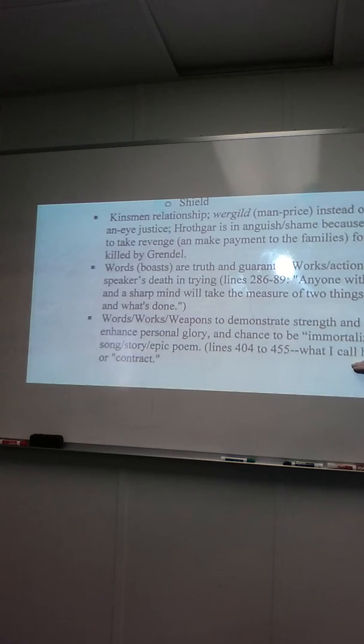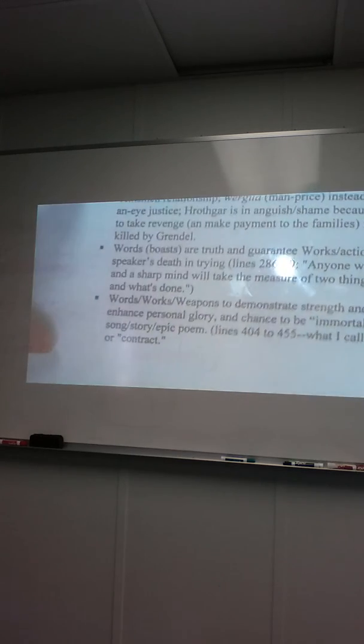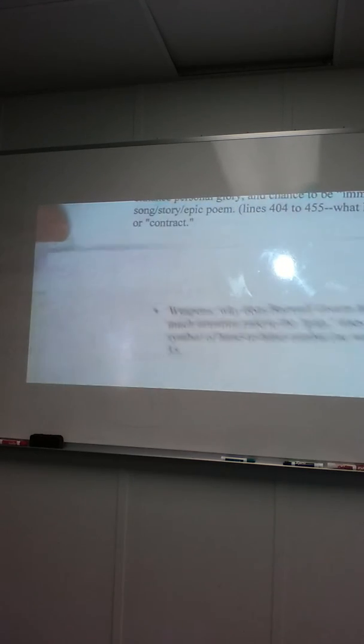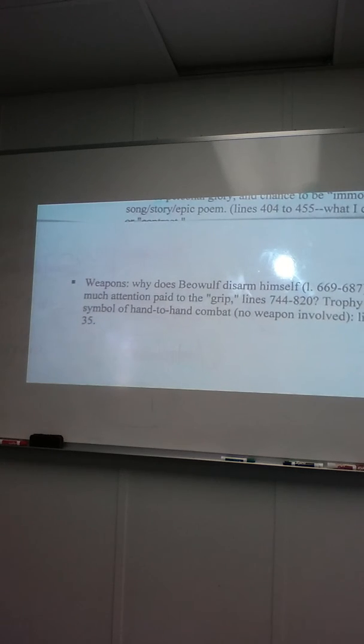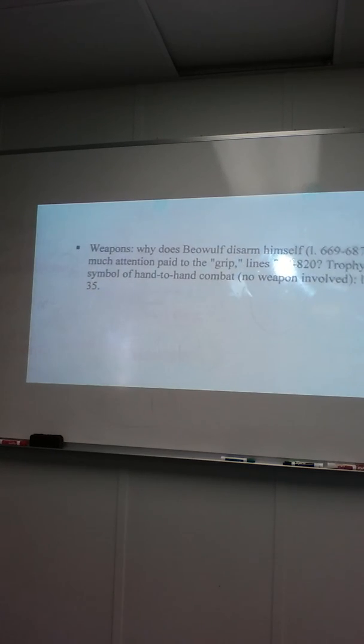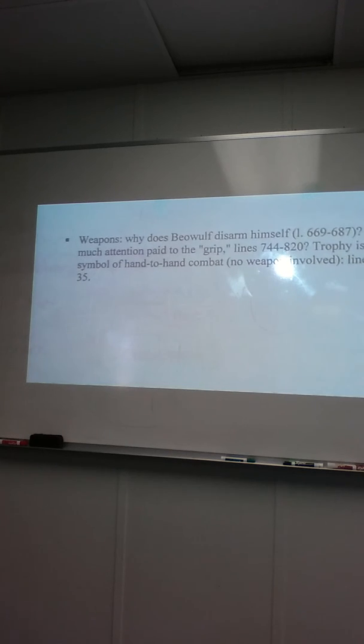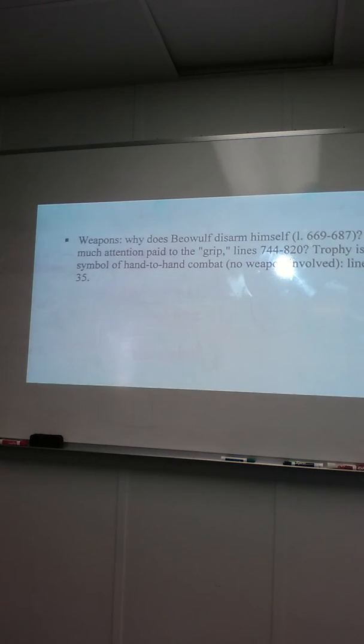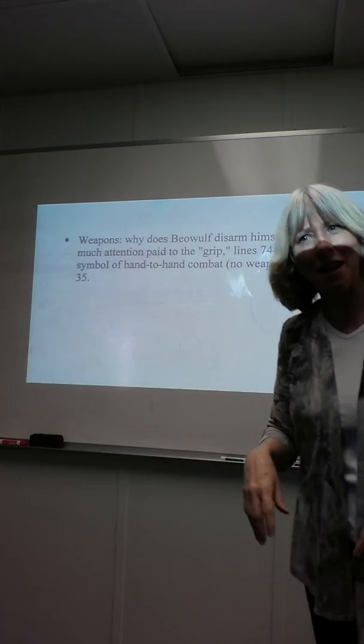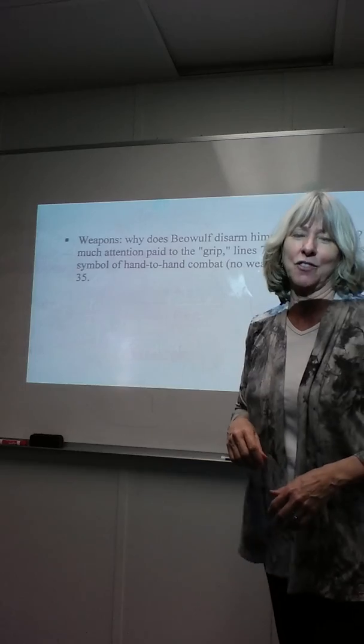Okay, I think I'm probably at a point here. Yeah, I think we should go to start reading some of these lines. I've asked questions like, why does Beowulf disarm himself? Why is so much attention paid to the grip? And what's the significance of the trophy at the end? So I'm going to close this off now and just have everybody go and read those parts, and that should help answer the question. Email me or call me if any of this doesn't make any sense or if you've got questions.